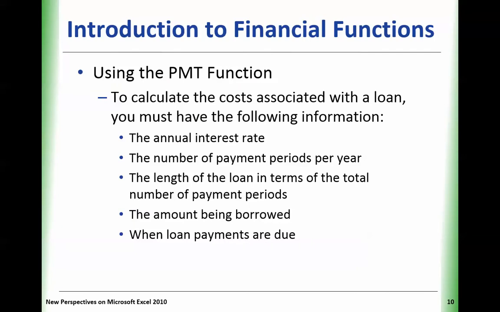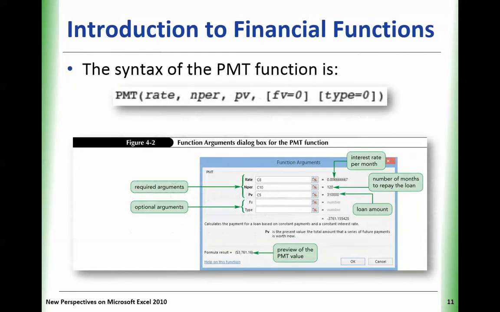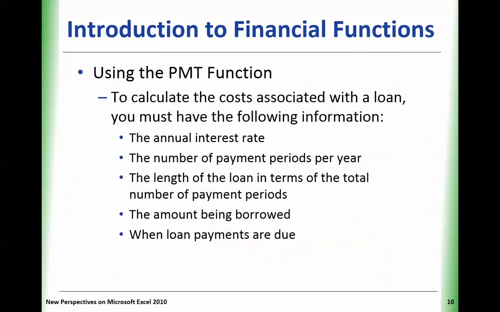To use the PMT function, we're going to calculate the cost associated with a loan. You must have the following information: the annual interest rate, the number of payments per year, the length of the loan, the amount borrowed, and when the loan payments are due. We'll hit it again. Remember, it's principal, interest, and time. Everything divides into principal, interest, and time. This gives you a more specific look at the PMT function, the payment function.